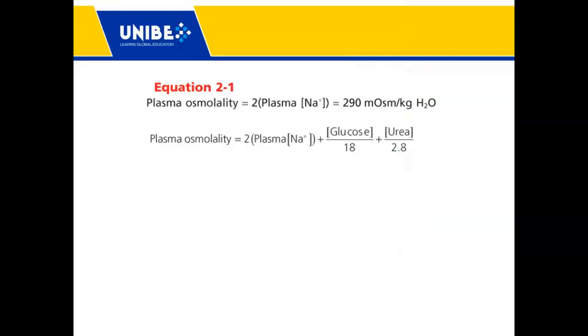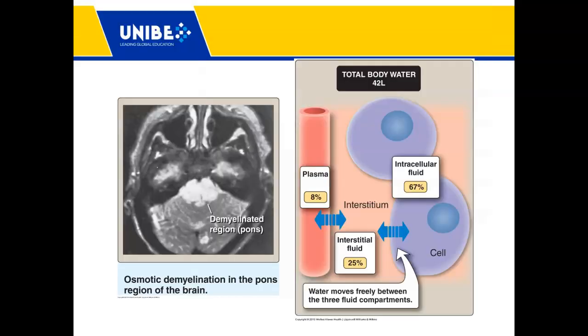And although we're not going to do any calculations, just be aware that to calculate plasma osmolarity, we tend to calculate 2 times the plasma sodium, and that should be it. Maybe also, just to be very specific, we can add glucose divided by 18 plus urea divided by 2.8, but you don't have to calculate that for your exam.